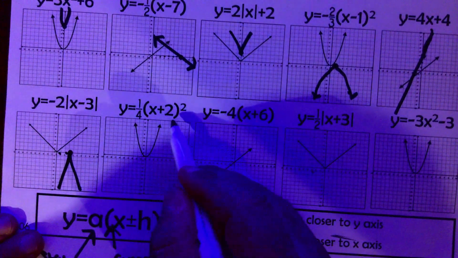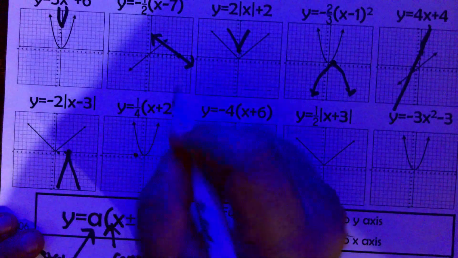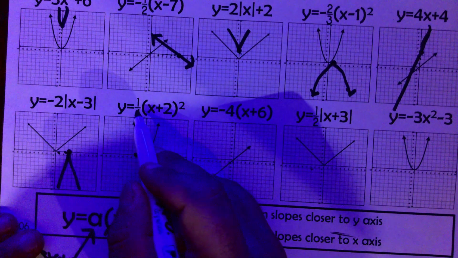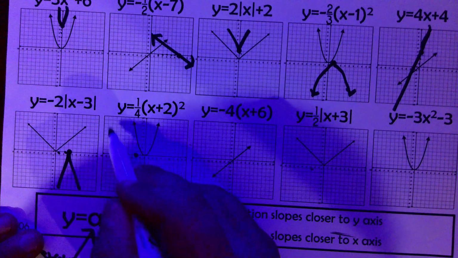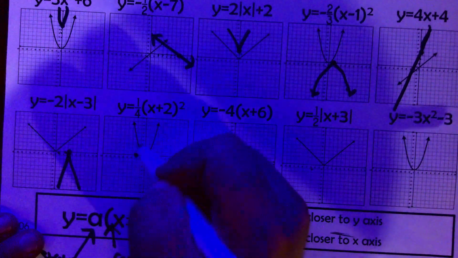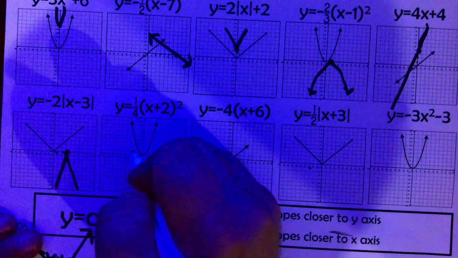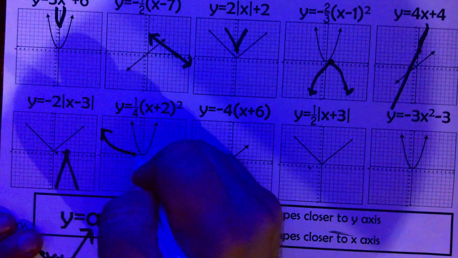Okay, 1/4 x plus 2 squared. So we're going to go left 2. 1, 2. That's where we're going to start off. And this is happy face. There's no negative here, but you can see this is 1/4. So this is a lot less skinny. This is going to be fatter. It's 1/4. For every change in the y, it's 4 changes of the x. So something like this would be 1/4.